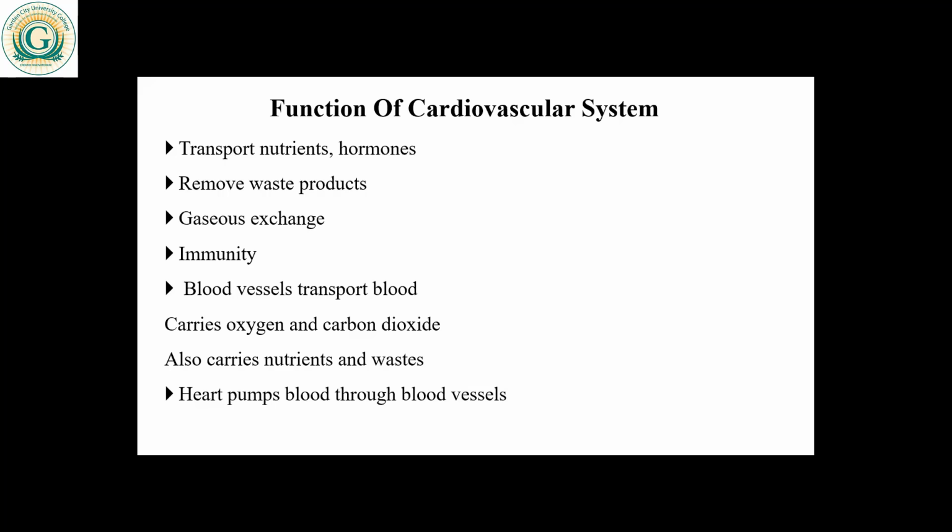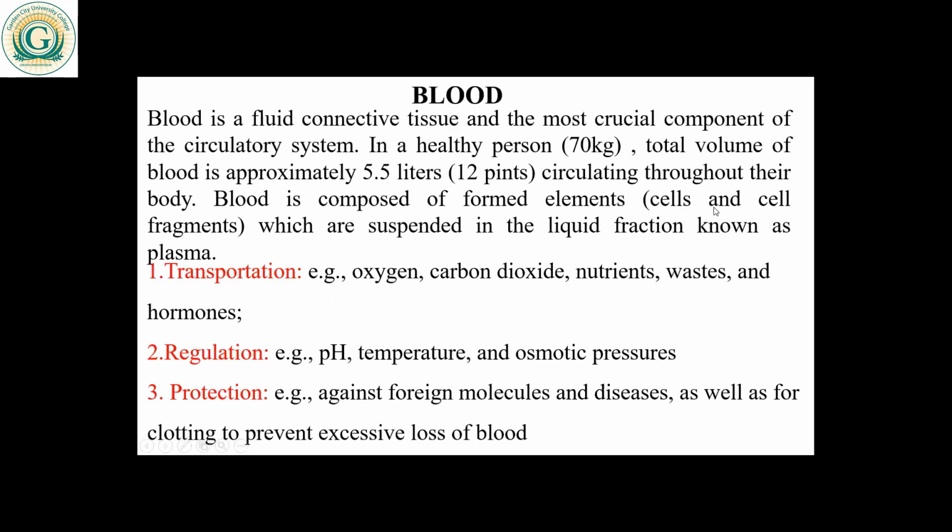Blood vessels transport blood, and this blood carries oxygen, carbon dioxide, nutrients, waste, and all these substances that are essential for the cells to survive. The heart pumps blood through blood vessels. We look at the blood. Blood is a fluid connective tissue. Connective tissue, we already know why it's a connective tissue, and it's the most crucial component of the circulatory system. Very, very crucial, very important.